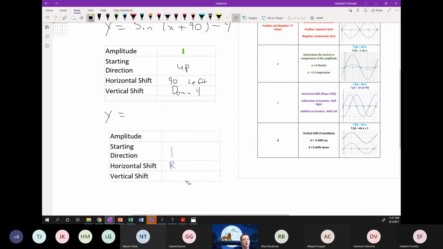All right, let's do one more of these. Then we'll do one with a graph. All right, y equals -3 sine x plus 180 plus 10. Okay. Work away on that one and then press D in chat when you're all done.